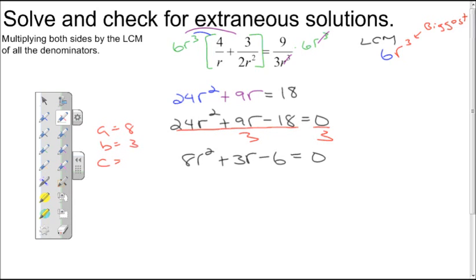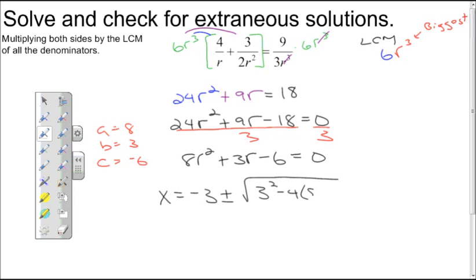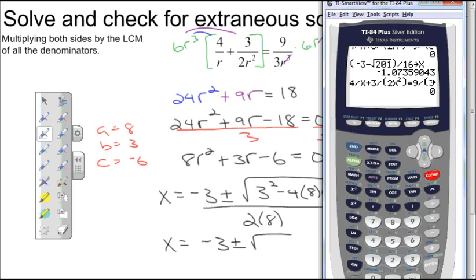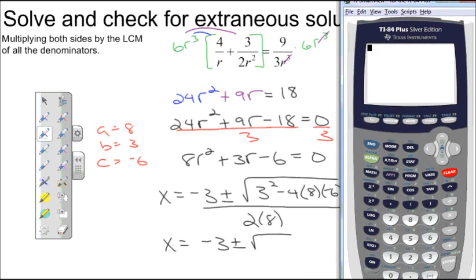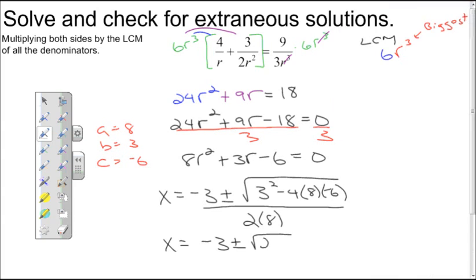It's 8, 3, negative 6, giving me x equals the opposite of b, plus or minus the square root of b squared minus 4ac, all divided by 2a, okay, which is going to be x equals negative 3, plus or minus the square root of, not a bad time to go to my calculator, and do 3 squared minus 4 times 8 times negative 6, which gives me 201, all divided by 16.